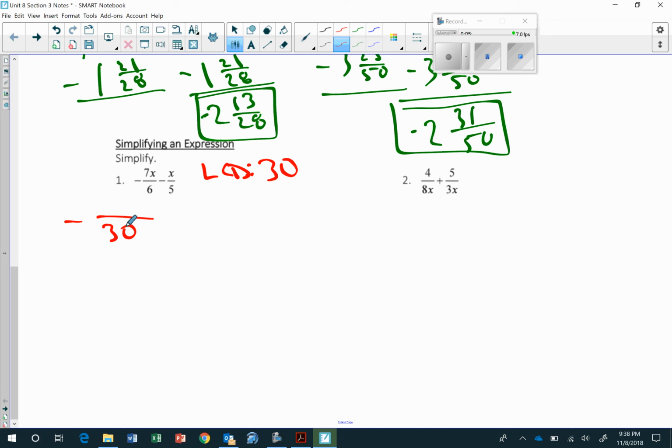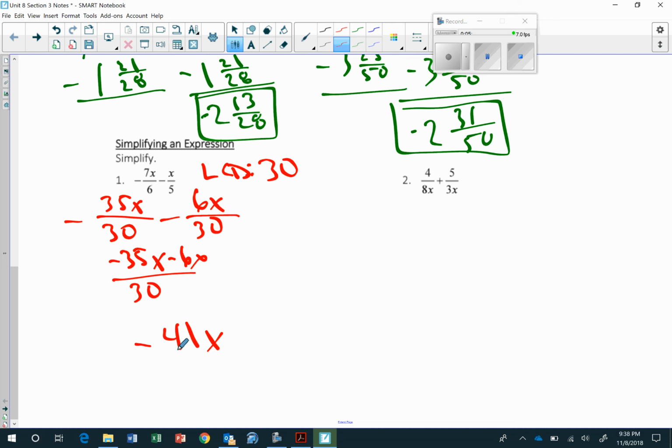6 times 5 gives me 30, so I do 7x times 5, which is 35x. 5 times 6 is 30, so I do x times 6, which is 6x. Now that I have a common denominator, I can go ahead and put those together. So I'm doing negative 35x minus 6x, and that'll give me negative 41x over 30. And just like I told you in the section before, as a reminder, I'm going to leave that fraction how it is. When I have a variable involved, I do not turn it into a mixed number. Just leave it an improper fraction.